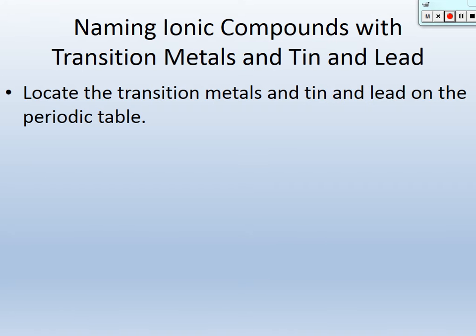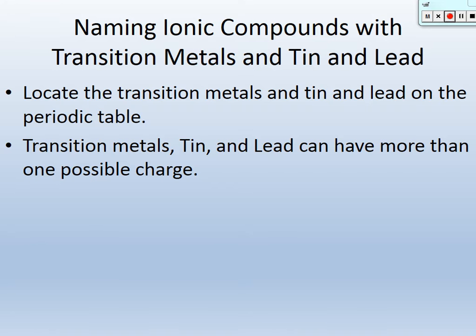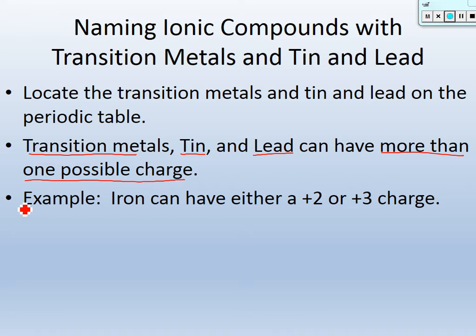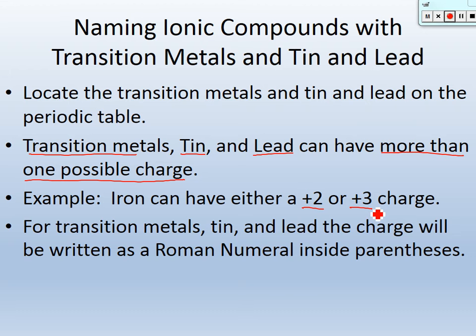It says to locate the transition metals, tin and lead on the periodic table. We just did that, so I think you know where they're at. Here's the deal with transition metals, tin and lead. They can have more than one possible charge. For example, iron can either have a +2 or +3 charge. It depends on who it's bound to what its charge will be. So for transition metals, tin and lead, the charge will be written as Roman numerals. We're going to represent its charge with a Roman numeral inside of parentheses.